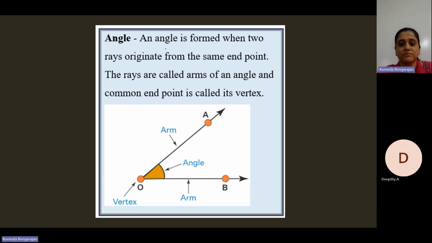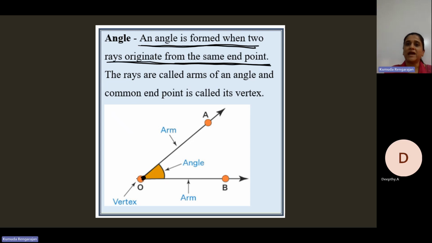An angle. An angle is formed when 2 rays originate from the same endpoint. See, and now you'll be confused. What are you saying? Endpoint. Both of them are ends. No, either sides are called the ends. This is one end, that's the other end. So don't get confused about why it is the same endpoint. Both the sides are endpoints, right? So an angle is formed when 2 rays start from the same endpoint.